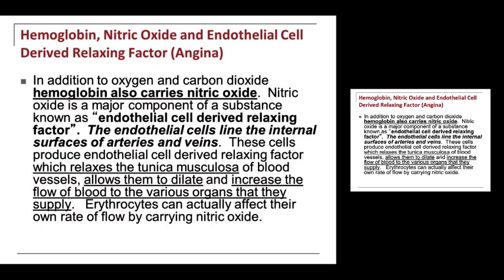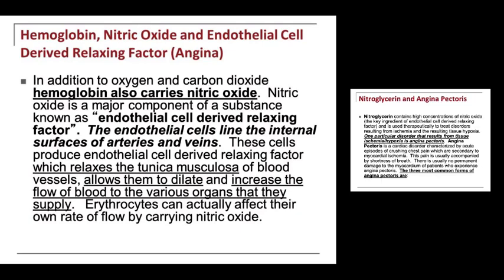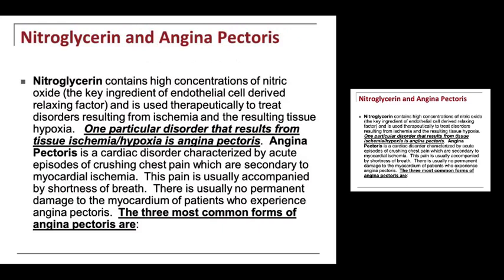If there's constriction within the vessel and that muscle or that organ or the tissue is not receiving oxygen, especially if it's, let's say, the heart, then you can get angina, called angina pectoris, which is chest pain. And that's when an individual would take nitroglycerin, which contains a high concentration of nitric oxide, which is the key ingredient in the endothelial cell-derived relaxing factor. So they use it therapeutically to treat disorders resulting from ischemia and hypoxia. So ischemia is when there's decreased blood flow to an area. That's ischemia. And when it's not getting its oxygen, we say they're in a state of hypoxia, less oxygen.